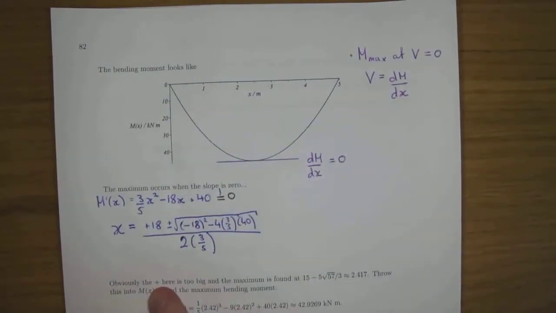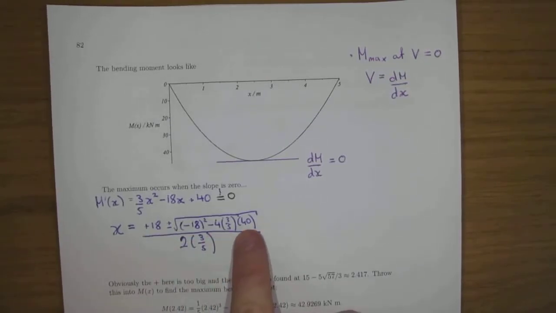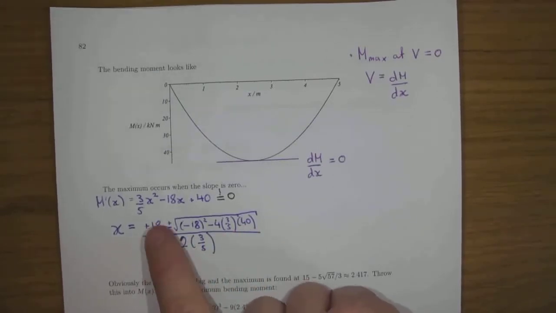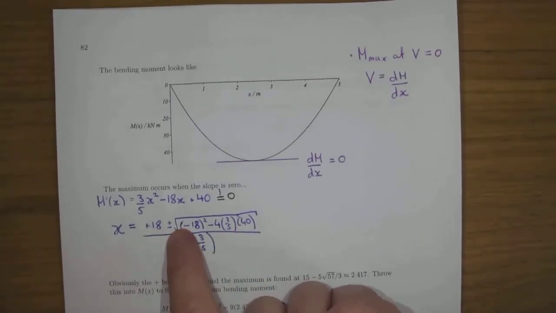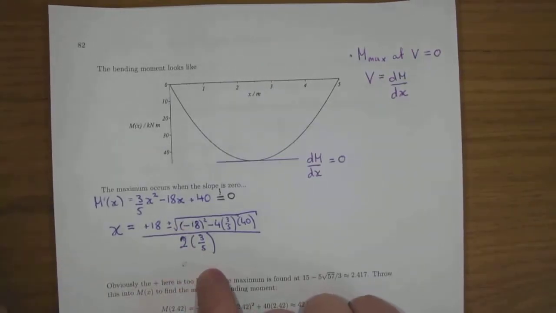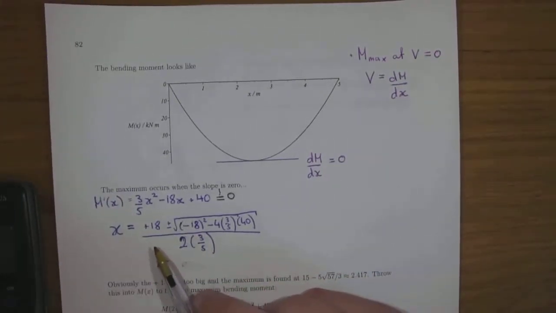Now here the plus is too big because it's 18 plus, and the square root of anything is positive, if it's a real number anyway. So 18 plus a square root, even if you divide it by 6/5, what's 18 divided by 6/5? 15. So the plus one is too big.